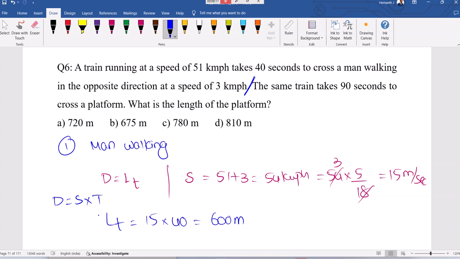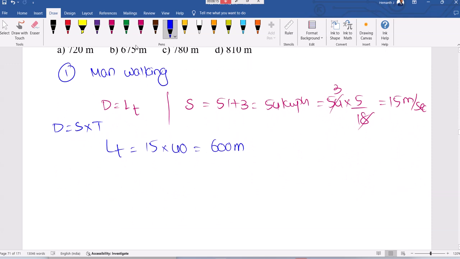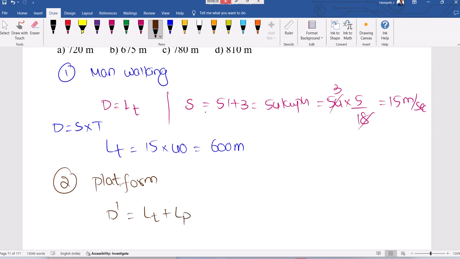Next one, train crossing a platform. When a train crosses a platform, the distance is the length of the train plus the length of the platform. Platform length is not negligible. Here in this case, distance is length of the train plus length of the platform. What is the speed? The platform cannot move.